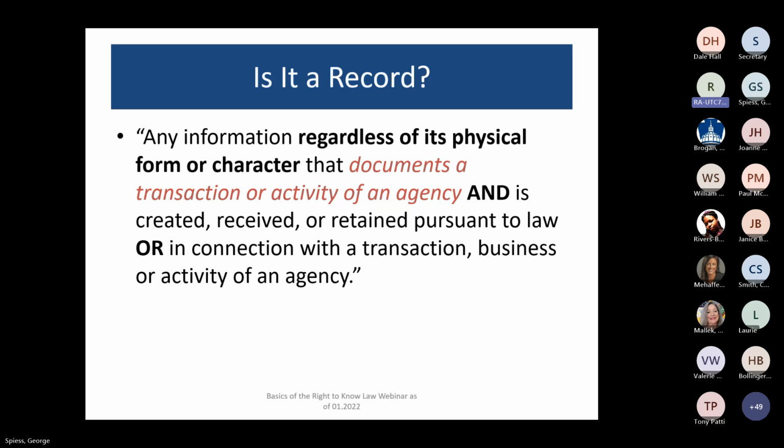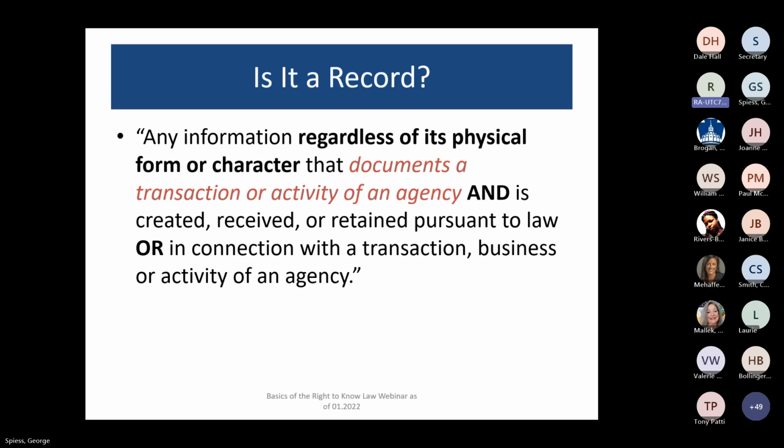Let's say I did that. That has no bearing on whether or not that email would be considered a public record. It is the content of the message, not how it's created, how it's stored, how it's sent, et cetera, that determines whether or not it's a public record.